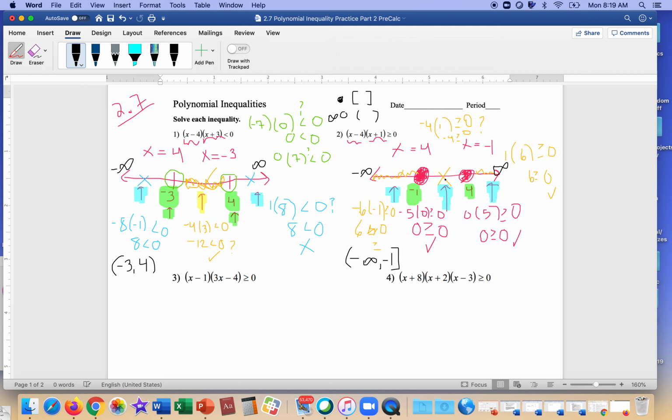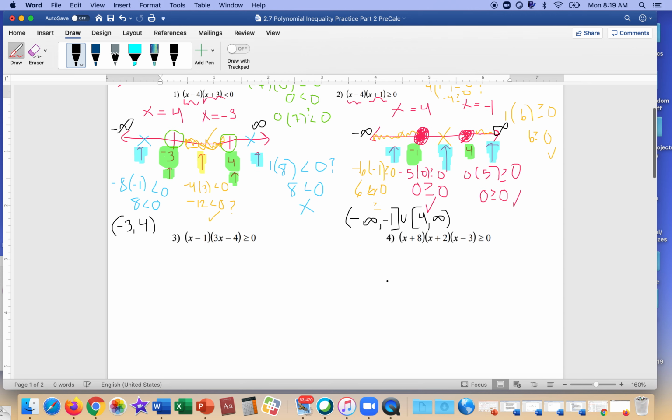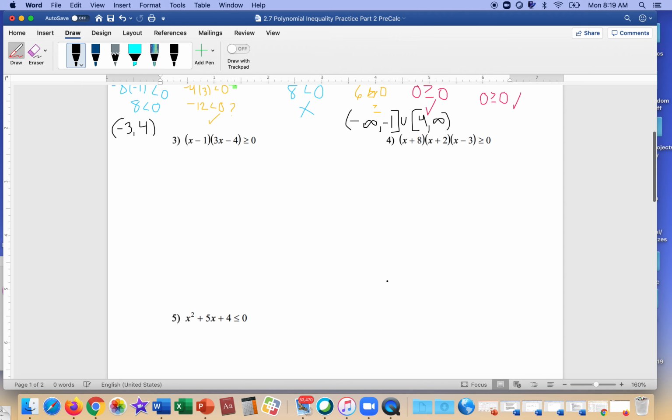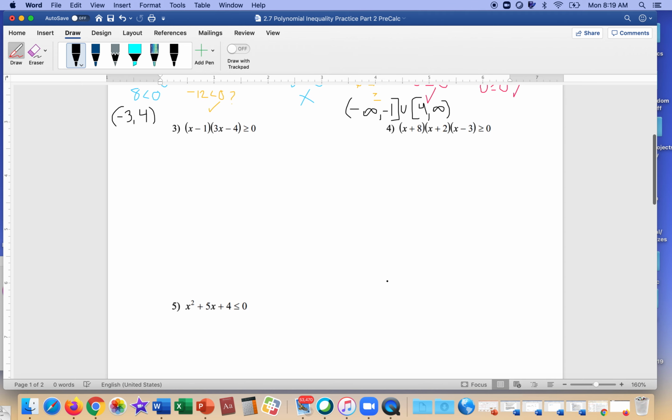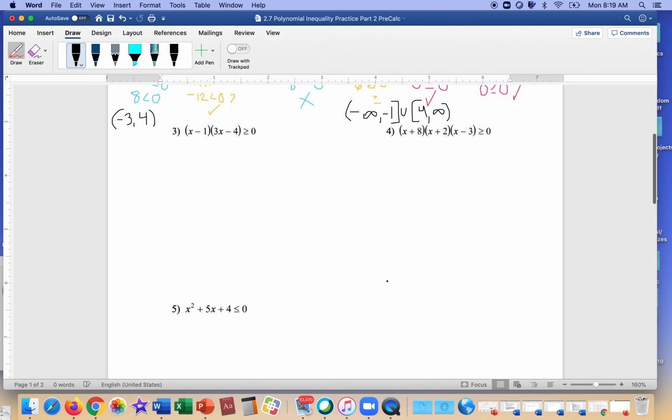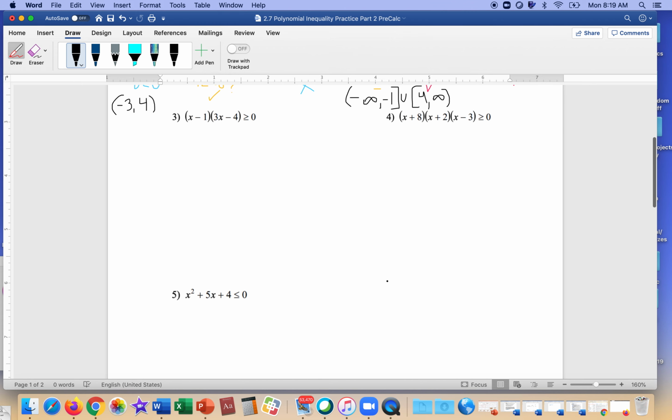Then I have nothing, nothing, nothing. I start the circle again at 4. It's filled in, so it's a bracket. Comma, then you head off to infinity. Infinities have parentheses. Now when you have multiple sections, we're going to do union in between. Okay, we have 3 more to do. Actually, I'm only going to do 2 more with you.